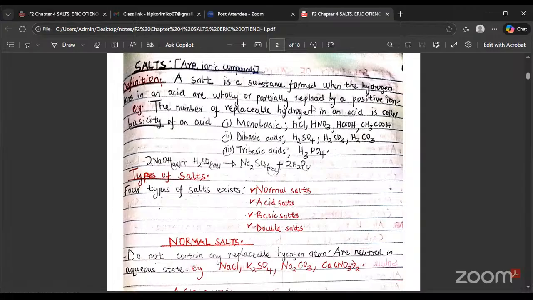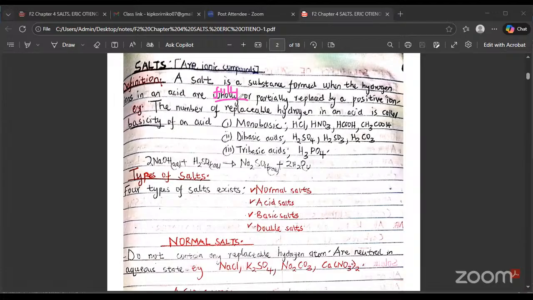So now, a salt is a substance formed when hydrogen ions in an acid are fully or partially replaced by a positive ion. The word wholly means full, fully. If the word wholly is missing, the whole of it, you can write fully. So this one is still correct. When you replace fully or partially, it is replaced by a positive ion.